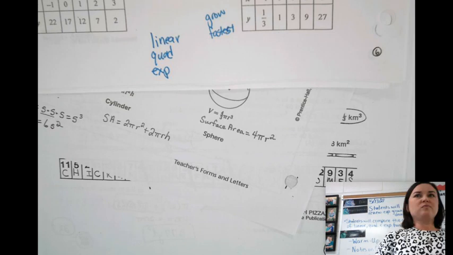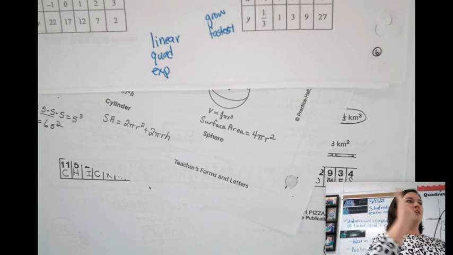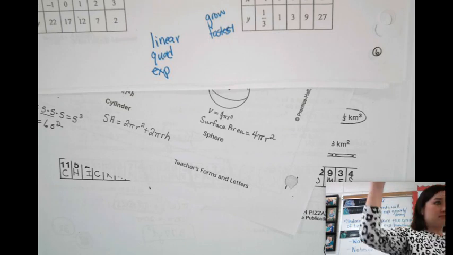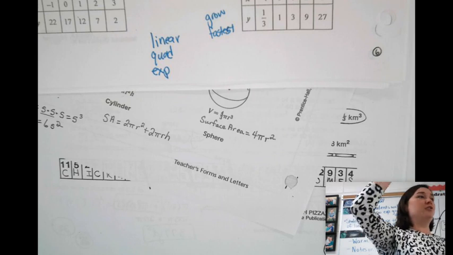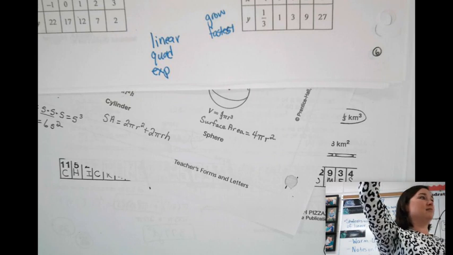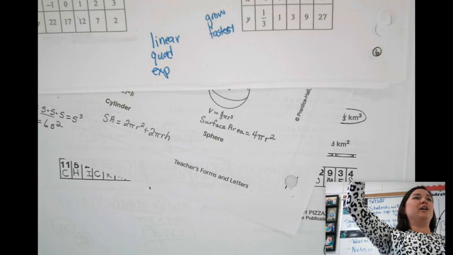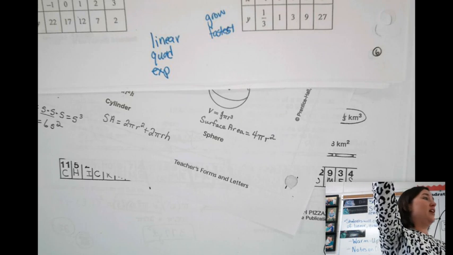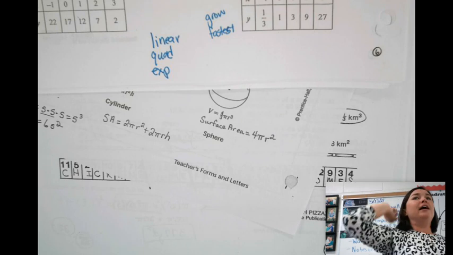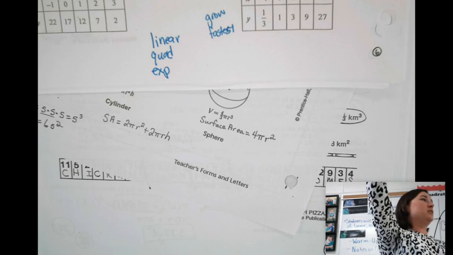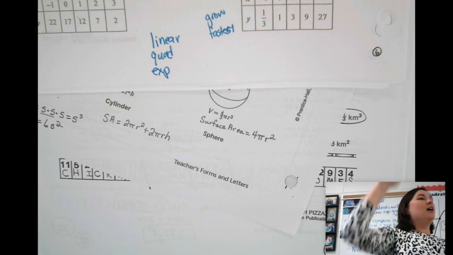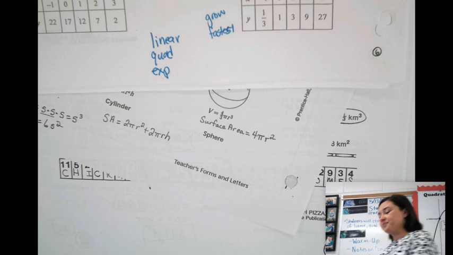All right, let's look at the class. Raise your hand. I'm not going to call you out for right or wrong. Raise your hand if you and your partner thought linear was the fastest. All right, raise your hand if you and your partner thought quadratic was the fastest. And raise your hand if you and your partner thought exponential was the fastest. All right, so let's look.